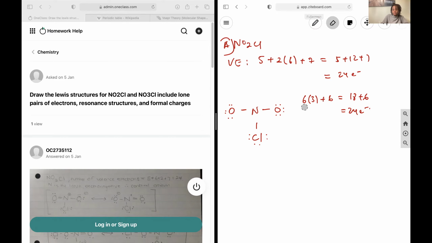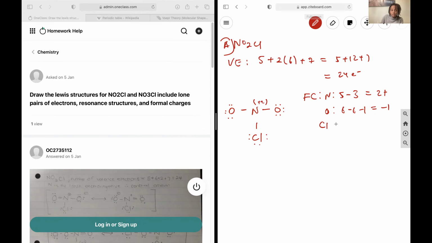Okay, and then, since all of my valence electrons are now taken care of, because I do have 24 electrons here, let's see about the formal charge. For nitrogen, that is going to be 5 minus 3, since it only has 3 electrons in each of these bonding pairs, so it's going to have a charge of 2+. On the oxygens, each of them is going to be 6 minus 1, so -1.